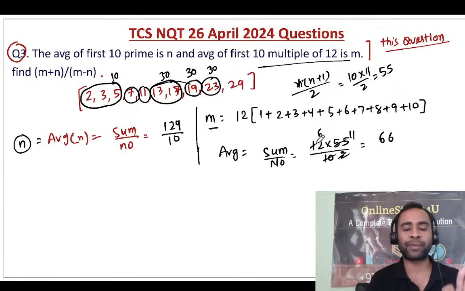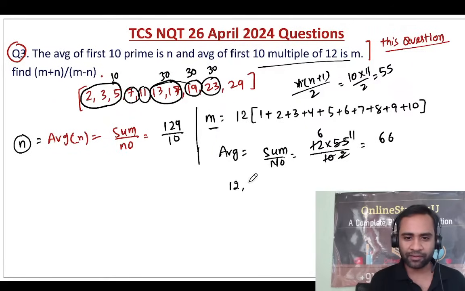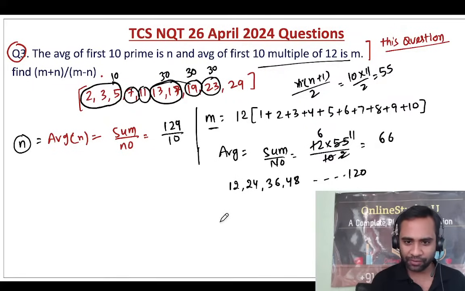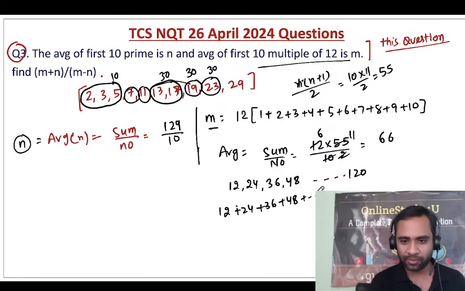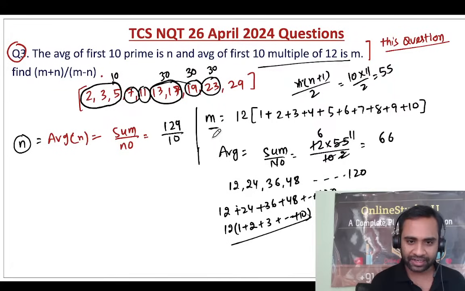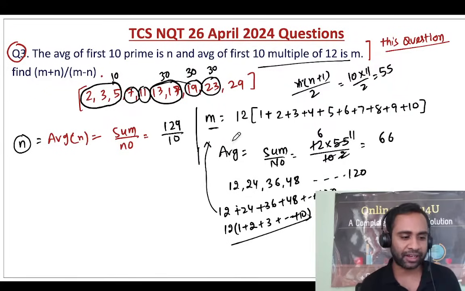See, the first 10 multiples of 12, that means 12, 24, 36, 48 until 120. So what I did, when you calculate the sum, right? So 12 into, you can take common, right? So you will be doing like this: 12 plus 24, like this. So now what I did, I took 12 common. So 1 plus 2 plus 3 and so on up to 10, right? So I have directly written it here.